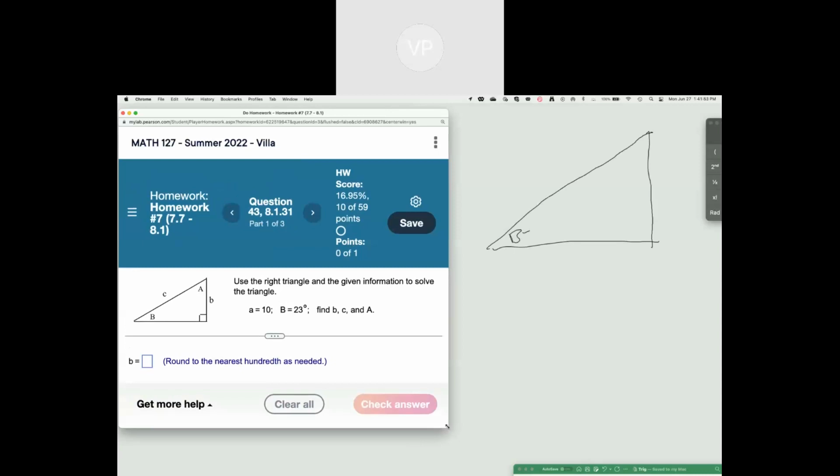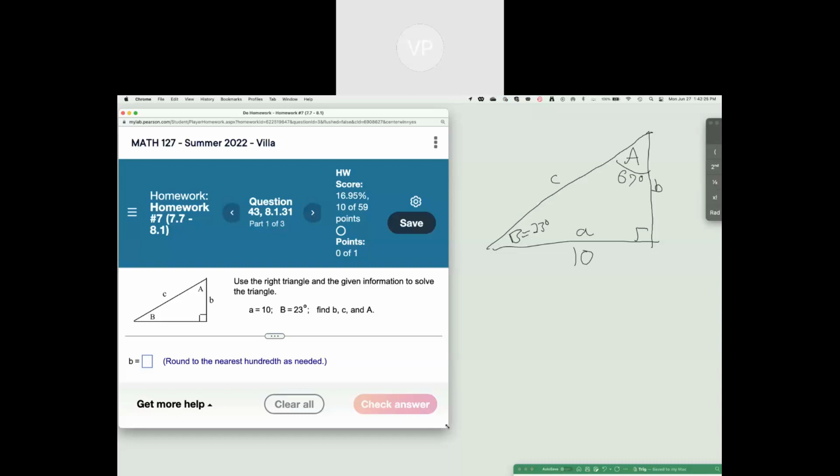So we know the B is 23 degrees. We know the A, I'm sorry. This is what they gave us. And of course, remember, little a is going to be the opposite of capital A. That's a 10. And from here, we got to find everything else. Well, the easy one is I can get A up here. It's the complementary angle of the B. So that should be 67 degrees.